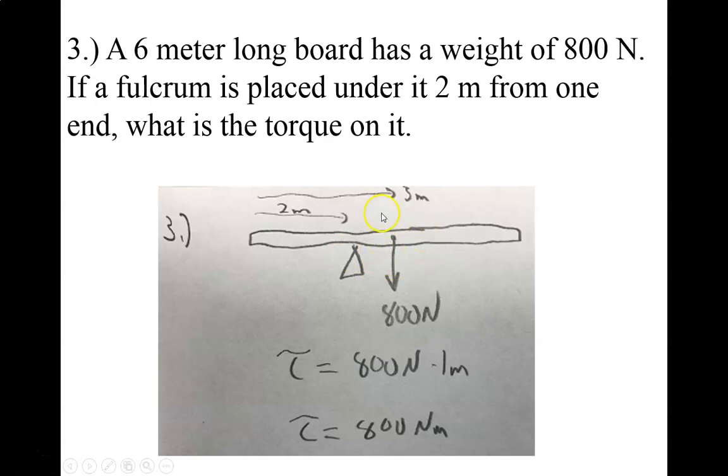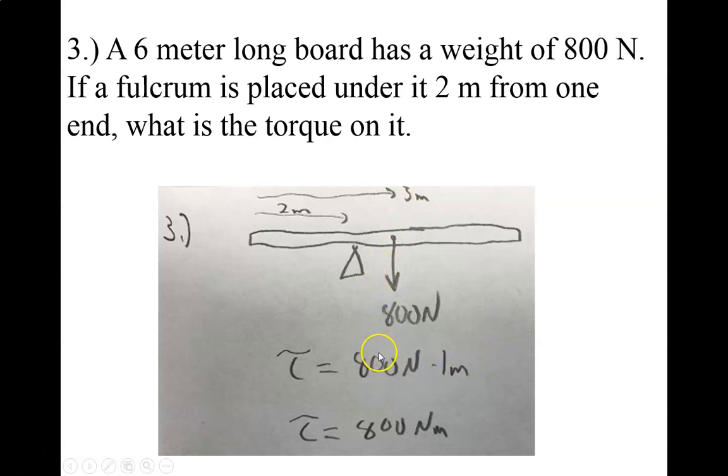So because the board is 6 meters long, I've put it halfway to the other side. Now it's not drawn perfectly, and it doesn't have to be drawn perfectly, as long as you know what the dimensions are. So I've drawn this 3 meters from one end. And the question is, what's the net torque? Well, torque is equal to force times distance.